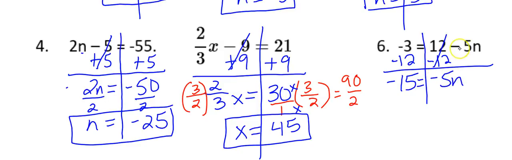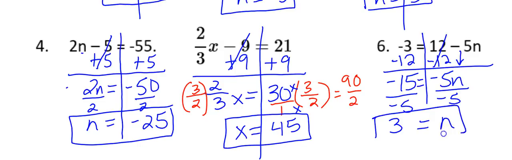Okay, and now, because I brought down my negative 5, to undo the multiplication, I'm going to divide both sides by negative 5, and then n is going to be equal to 3. And I can put it into check. 5 times 3, if I put it in here, is 15, and 12 minus 15 is negative 3.